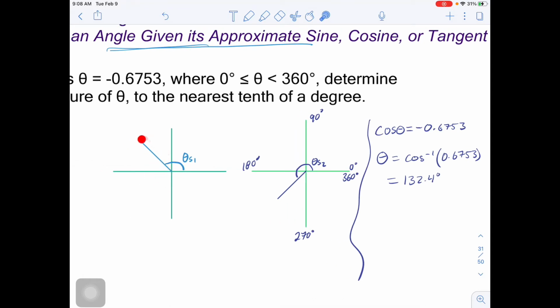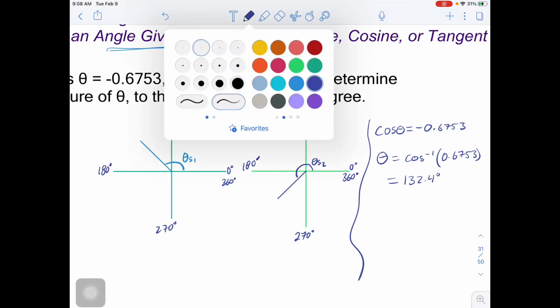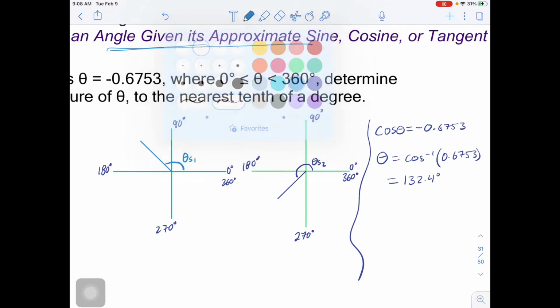We're talking about this terminal arm here. So 0, 90, 180, 270, 360. Hopefully you can see that 132.4 degrees would roughly be around here. It's between 90 and 180. So we have actually just found our first standard angle, 132.4 degrees.